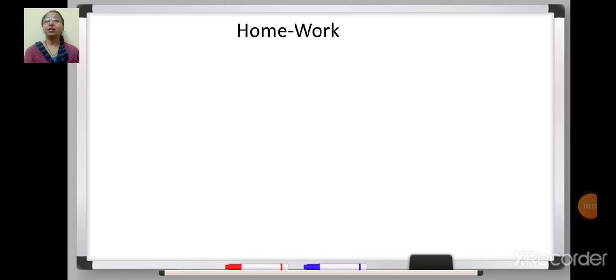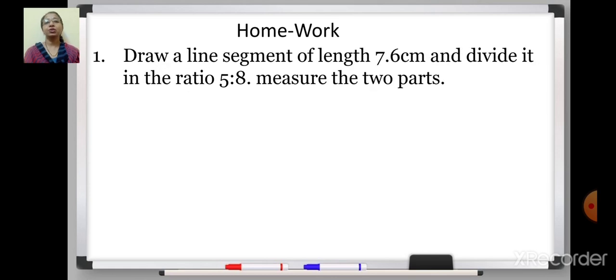Just watching the construction is not sufficient. Children, you will have to practice what we have learned so far. So for your practice, I have a few examples and you have to actually draw by taking scale, eraser, compass, everything. So the homework questions are: question number 1. Draw a line segment of length 7.6 centimeter and divide it in the ratio 5:8 and measure the two parts.